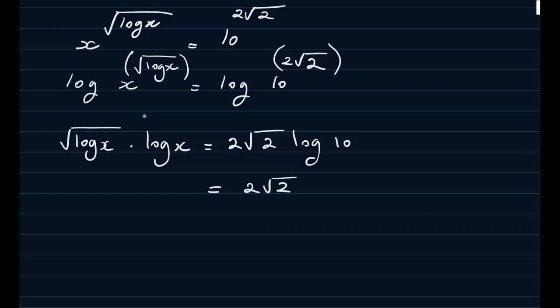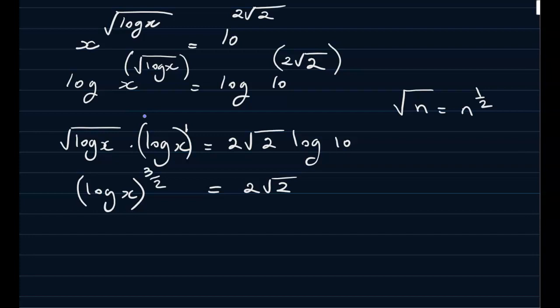Nothing magical about that. This one right here, well, log of the square root of n, if I change it to the exponential, would be n to the 1/2. So we can actually add the exponents. The exponent here is 1, the exponent of this is the exponent of the entire log of x. So what we have is 1 plus 1/2, that's 3/2. So log of x, all of that to the power of 3/2 equals 2 root 2.